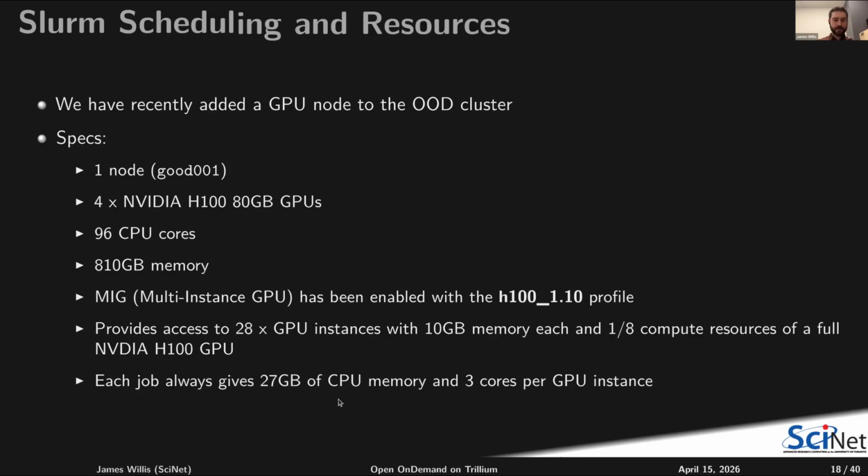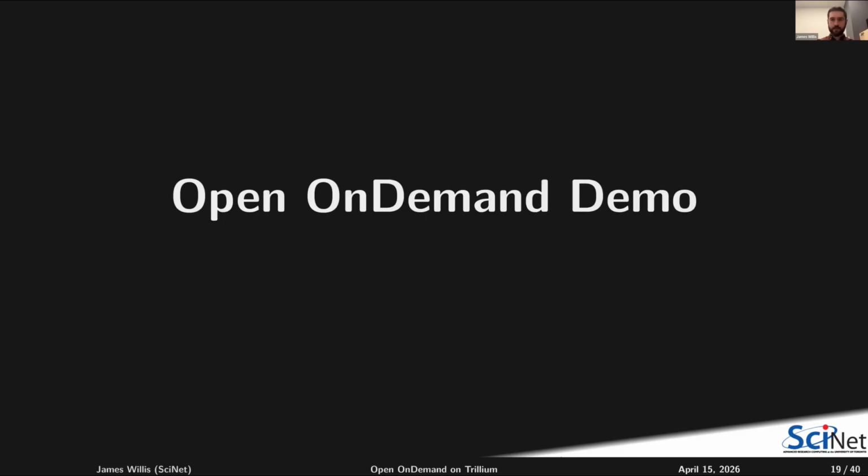And the way we've cut this up is each job always gives 27 gigabytes of CPU memory and 3 cores per GPU instance, just to keep it even across jobs uses. But I think you can have multiple GPU jobs running at the same time, different to the large memory queue. So, are there any questions about that before I move on to the demo?